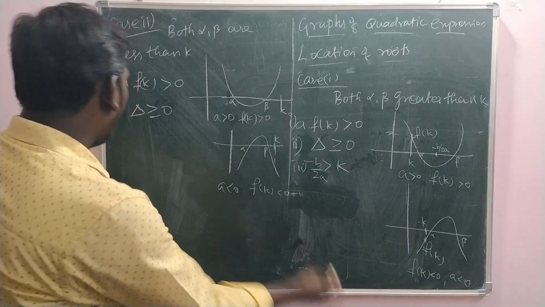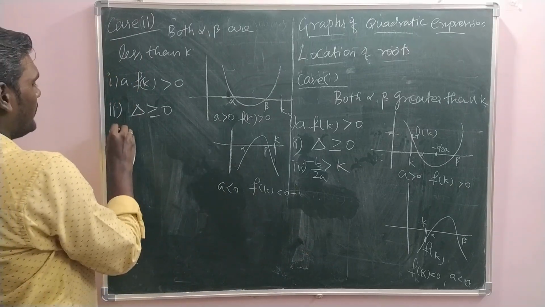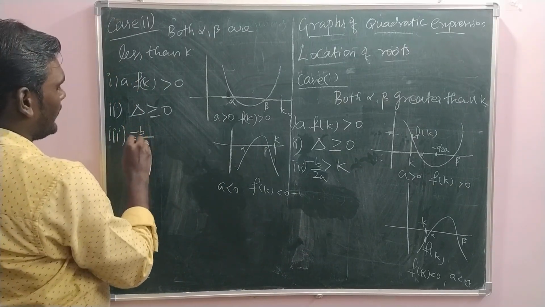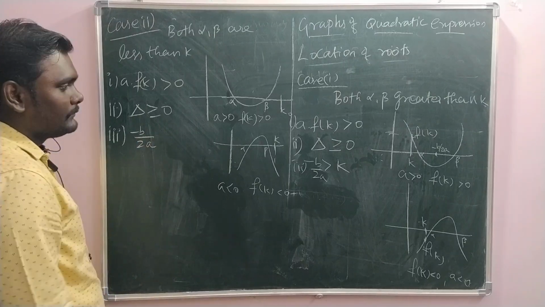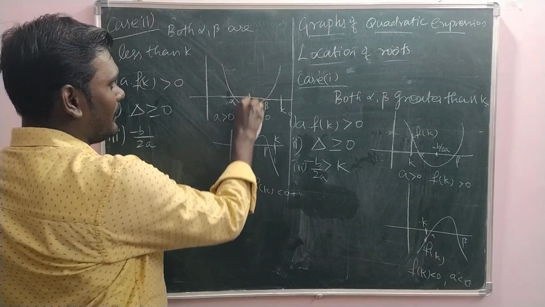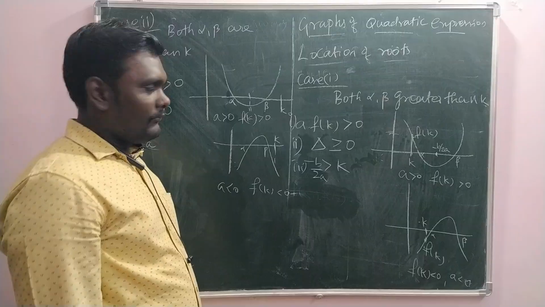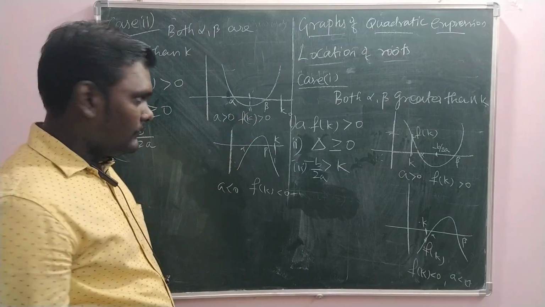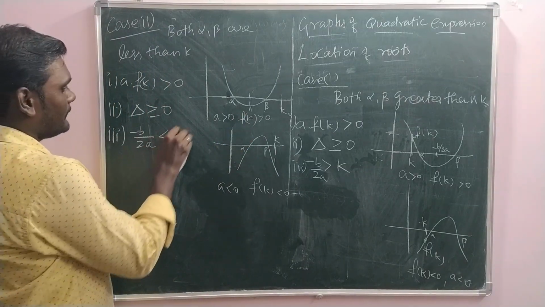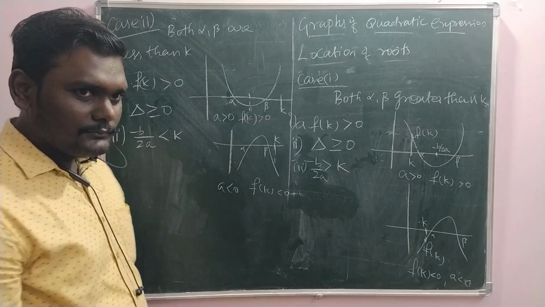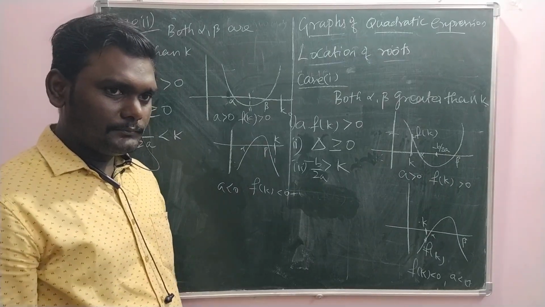Alright. And what can we comment on minus b by 2a? Minus b by 2a is simply the midpoint. Midpoint is what we call this. It is less than k. That's all. Any doubts?